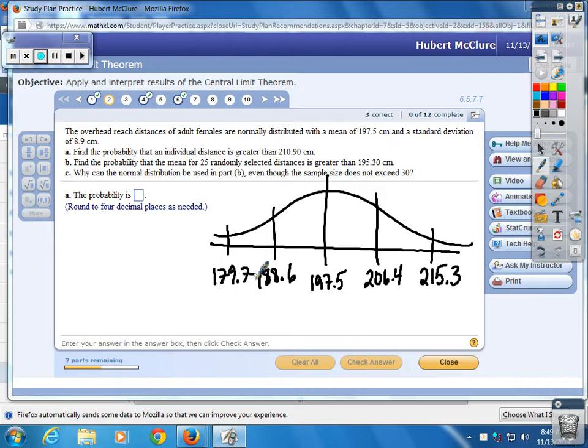Now what you've just done is you just got rid of this whole first sentence. Everybody in here, when you see a problem like this on a test with that much text, you freak out. So start taking out sentences. All right? Find the probability that an individual distance is what? That means the right-hand side of that number, so you take your handy-dandy red marker and you mark 210.9. It'll be right in here, and you want to know the right-hand side.